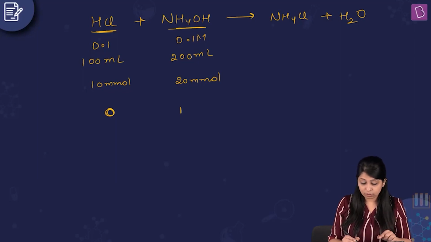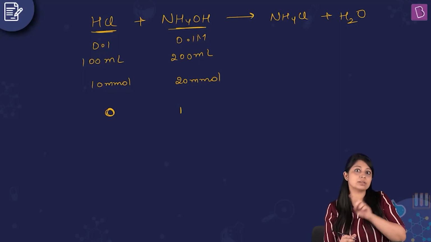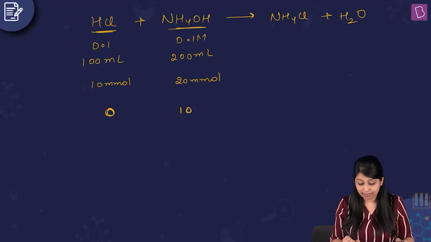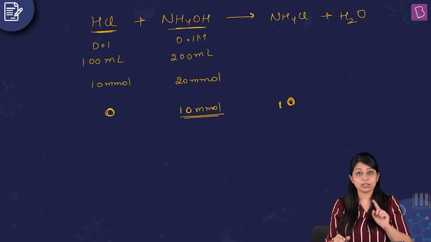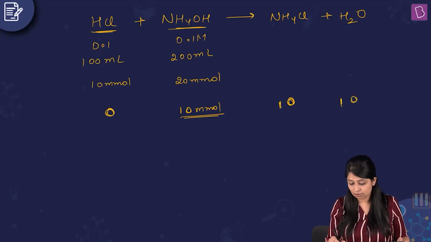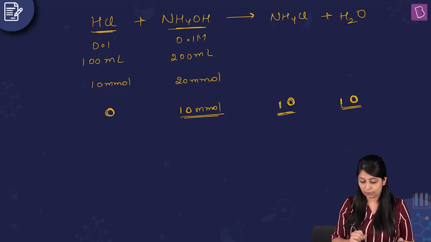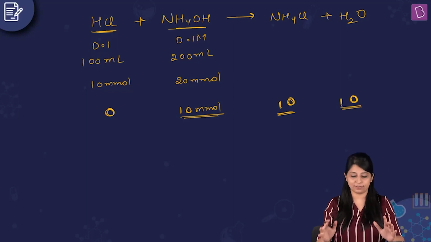Right? So 10 millimoles of HCl will react with 10 millimoles of NH4OH. So 10 millimoles of NH4OH will be left after the reaction, and we'll get what? 10 millimoles of NH4Cl and 10 millimoles of water as well. Okay. So what do we have here after the reaction?